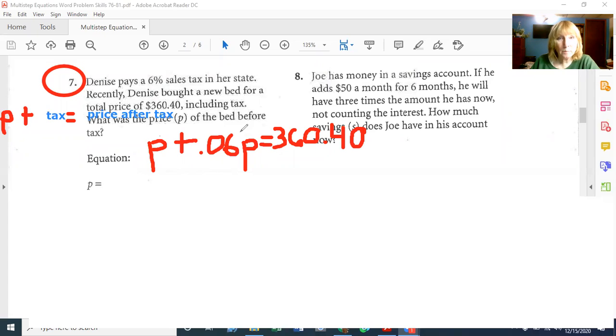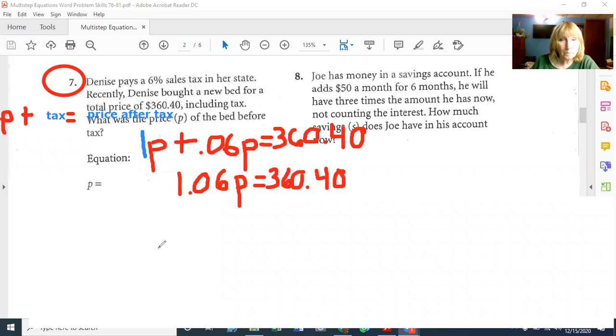So what am I going to do first? Well, I have to get P by itself. Well, I can't get P by itself until I combine the P's that I have in the problem. So I have a P plus a 0.06 P. And remember that when you have a variable by itself, you really have an imaginary 1 in front of the variable. So now I can add 1 plus 0.06. That would give me 1.06 with a little p after it, equals 360.40 right there.